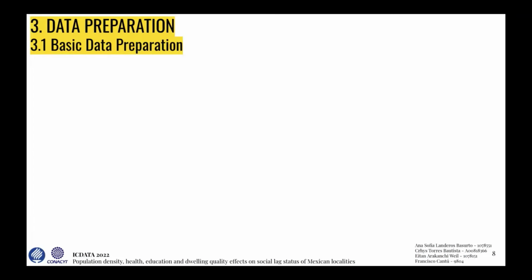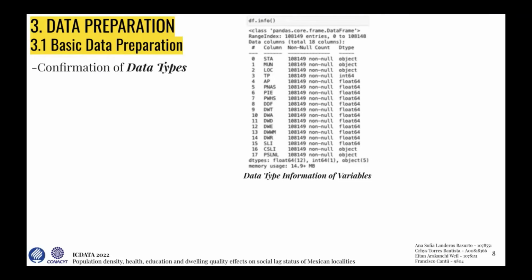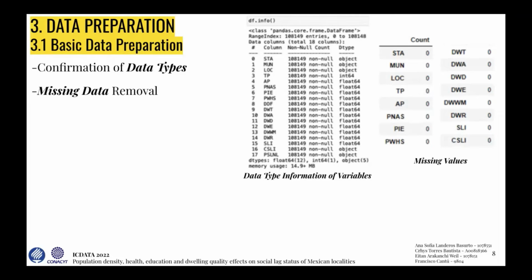So the data preparation part consisted first of understanding the data types to be able to know how to handle each variable and process it adequately. Most of the variables are float variables, being a percentage of localities having a specific welfare aspect, and some object variables. Then the missing data was checked to see how much was present in the dataset, removed, and finally we had a dataset without missing values.